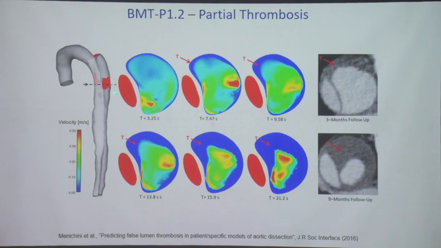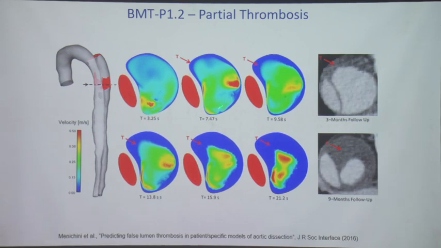So this shows the simulation results at this cross-section, which are aligned with these CT scans. And this is the true lumen where there is blood flow. Obviously thrombus does not form in the true lumen. And then this is the false lumen. I think the colors actually correspond to the flow, so we just look at the flow pattern.